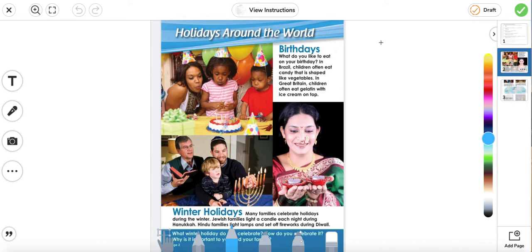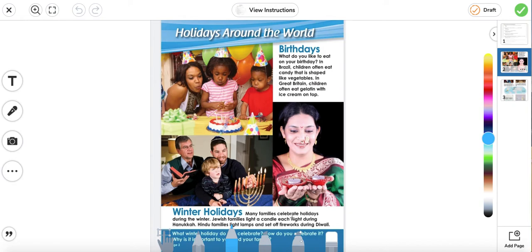Holidays around the world. Birthdays. What do you like to eat on your birthday? In Brazil, children often eat candy that is shaped like vegetables. In Great Britain, children often eat gelatin with ice cream on top. Do you know what gelatin is? Yes, gelatin is Jell-O.